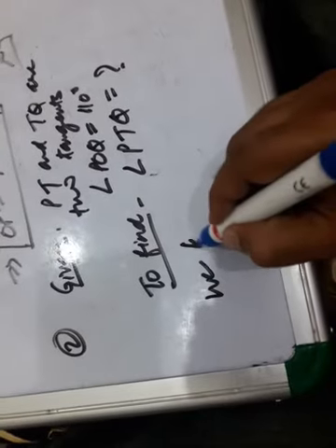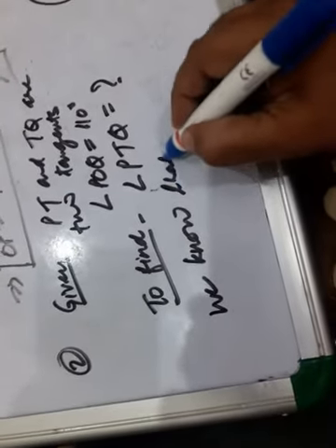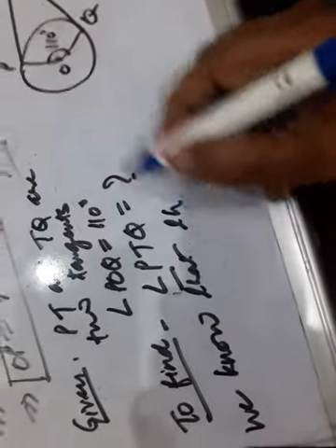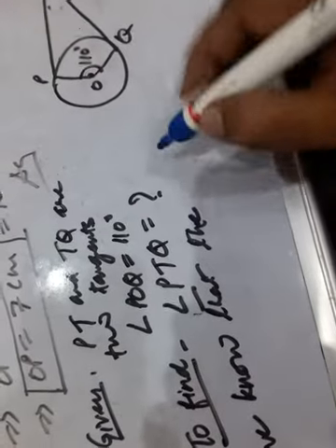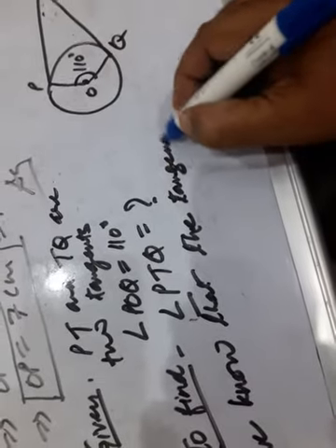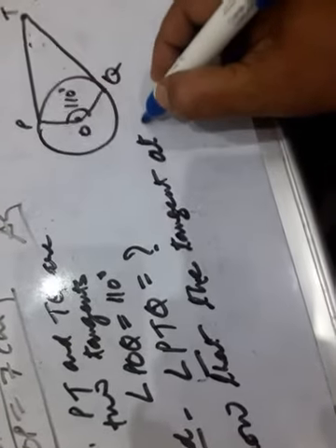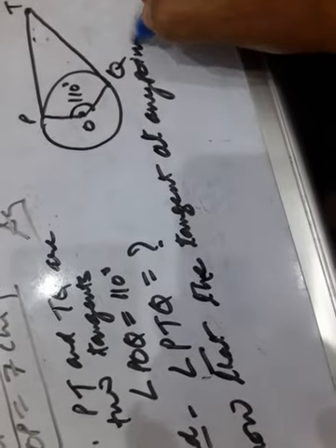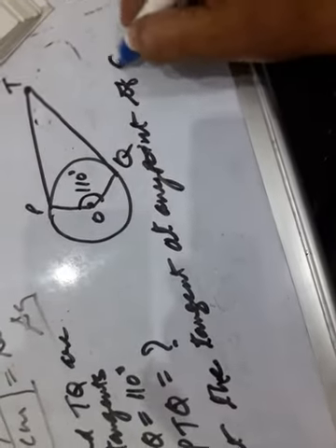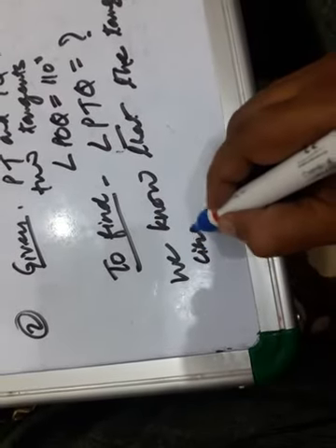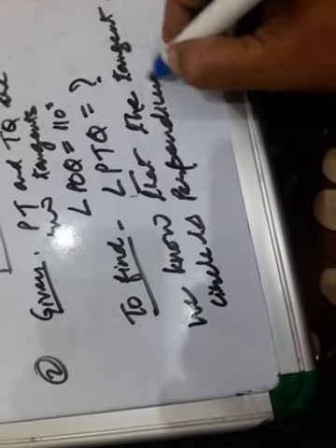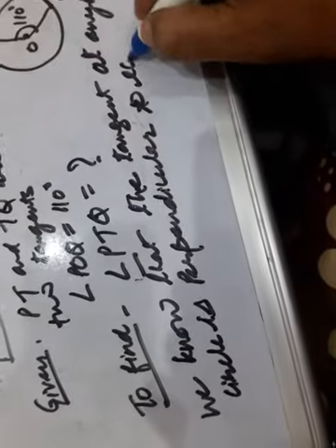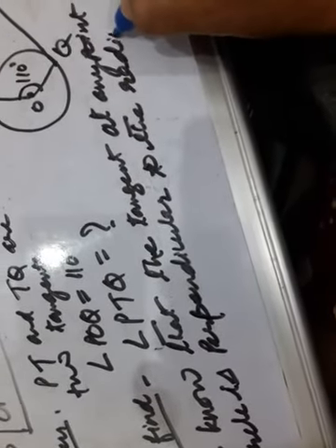We know that the tangent at any point of a circle is perpendicular to the radius through the point of contact. Same thing again and again, I am writing the statement of theorem 10.1.